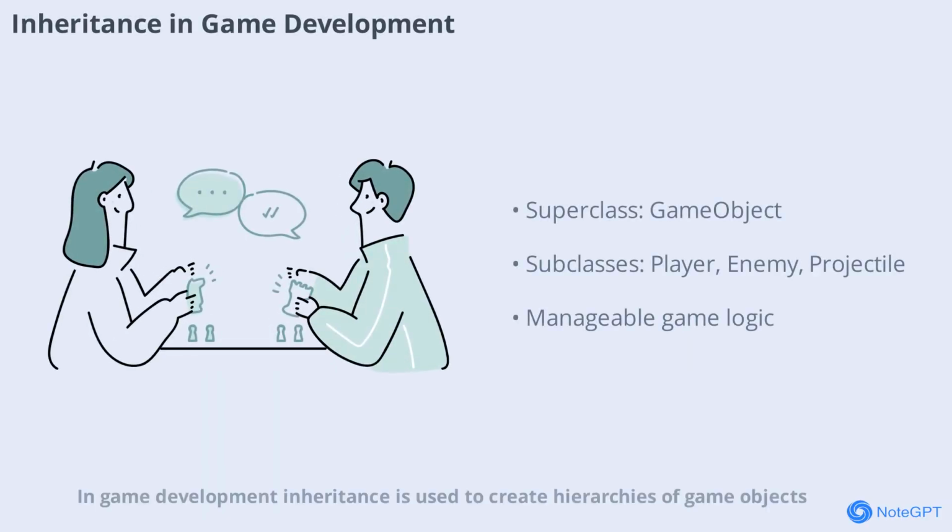In game development, inheritance is used to create hierarchies of game objects. For example, a game object superclass might have properties like position and velocity, while subclasses like player, enemy, and projectile inherit these features and add their own behaviors. This structure makes it easy to manage and extend game logic.